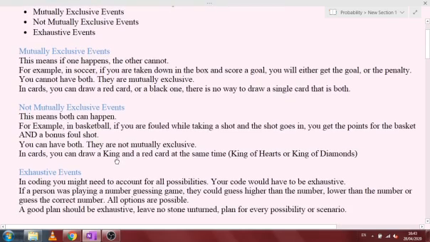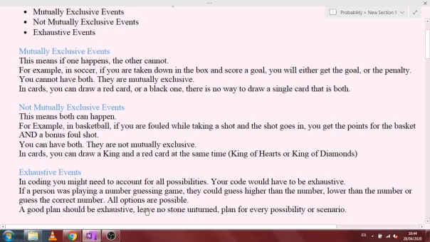Exhaustive events then. Coding is an example where you need to think exhaustively. So you'd have to account for all possibilities. Your code would have to be exhaustive. So if a person was playing a number guessing game, just like pick a number, they could guess higher than the number, they could guess lower than the number, or they could guess the correct number. All possibilities will be there. So if the number was 7, they could guess lower and you might prompt them to say it's higher than that. They could guess 13 and you might prompt them to say it's lower. They could guess 7 and you might tell them that they're correct.